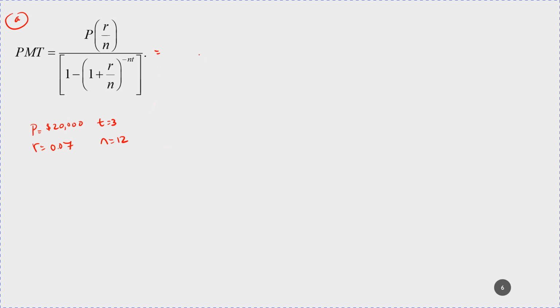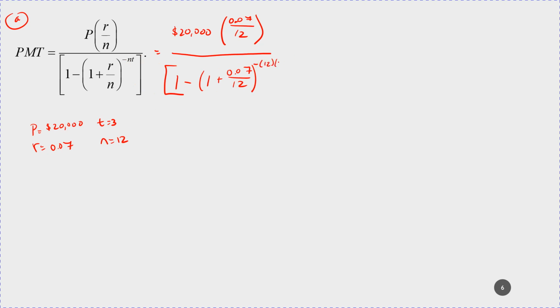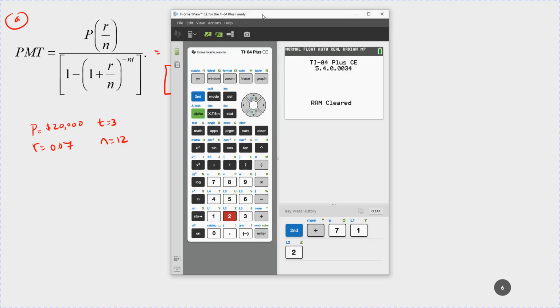So it's going to be 20,000 times R, which is 0.07, divided by 12, and then divide by 1 minus, and then in parentheses, 1 plus 0.07 divided by 12 raised to the negative n, which is 12, times t, which is 3 years. You're going to need your trusty calculator here, and be diligent as you work through this.